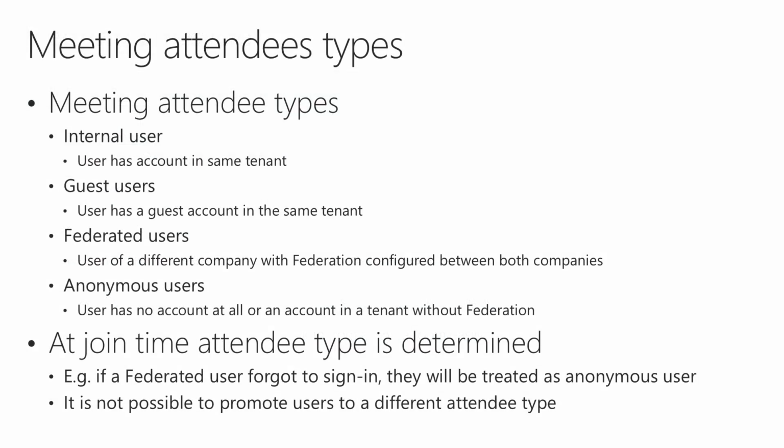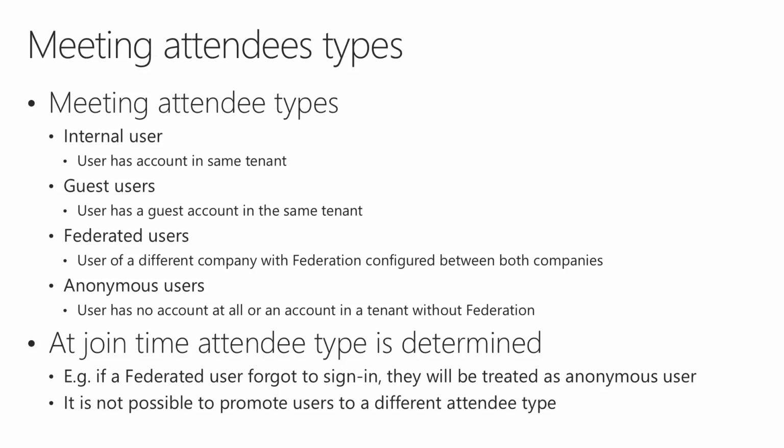For meetings, we have different meeting attendee types. And depending on what type of attendee you are, you will have different permissions and options. We differentiate between the following meeting types. Internal users, so these are basically for Contoso, all users of Contoso. They have a user account in the Contoso tenant, so all of them are internal users. Then there are guest users. Guest users, they are invited as a guest to one or more teams, so they have a guest account in your tenant.